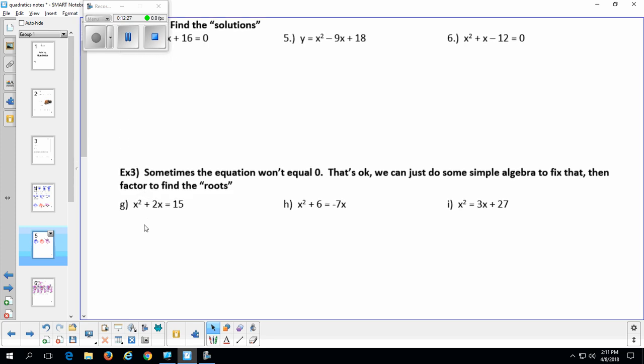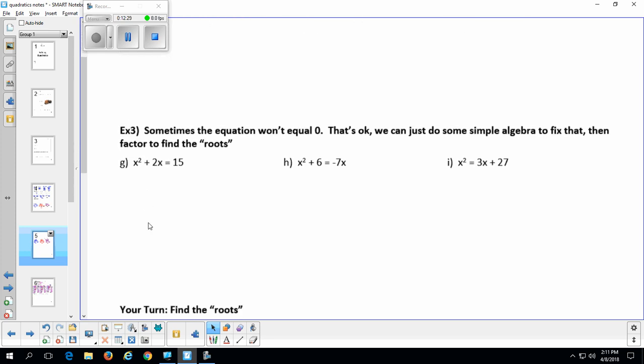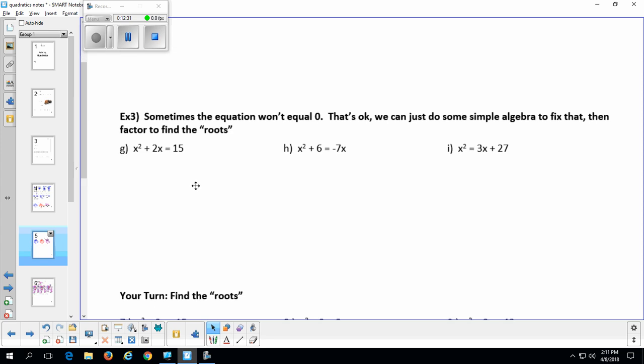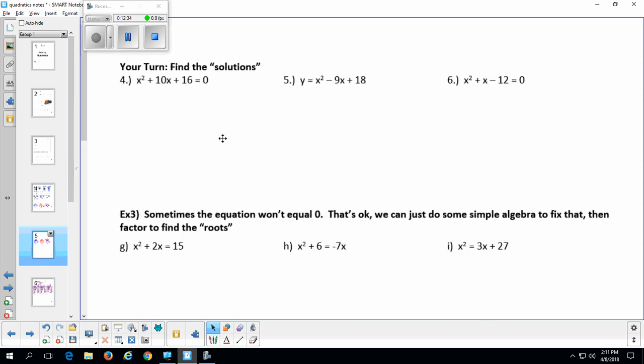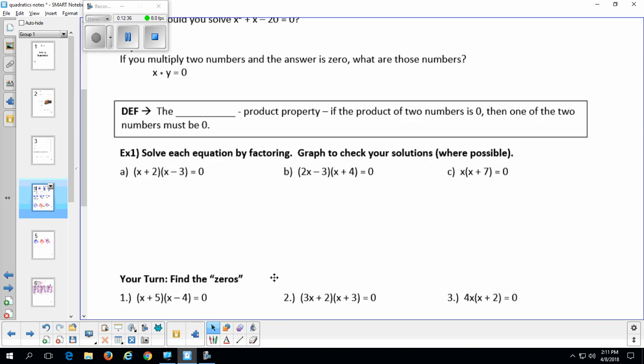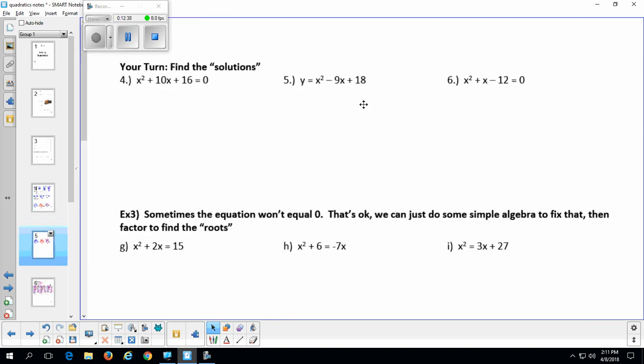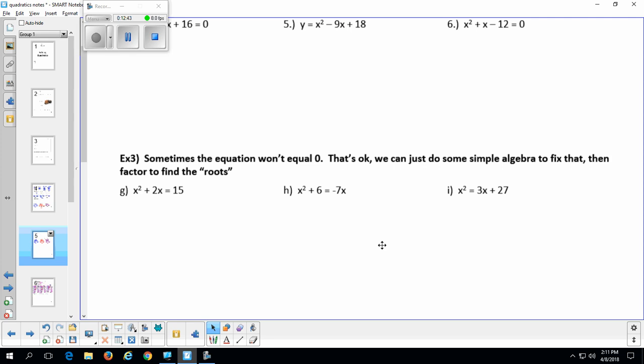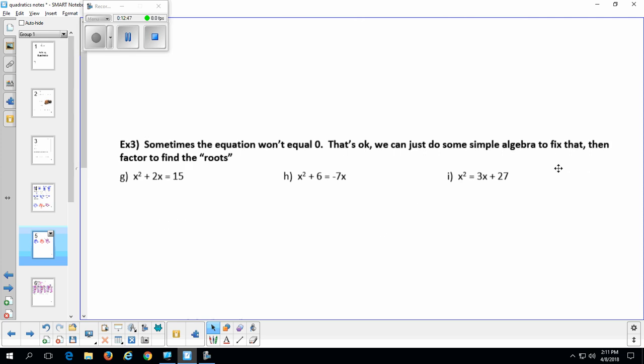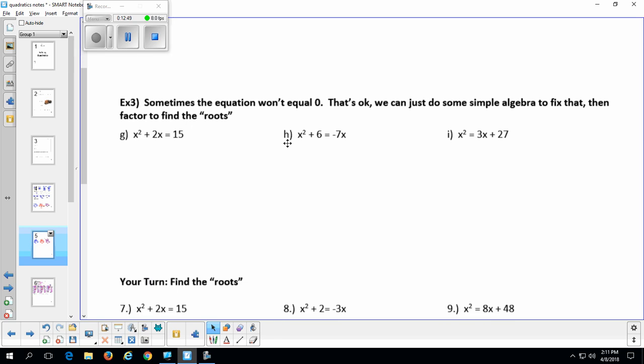All right, the last thing, this really isn't that bad, but sometimes, you notice how all these equations were equals 0 or equals y, but we put 0 there in its place. Some of them won't equal 0, okay? It's fine, we can just do some simple algebra to fix that. And then, once it equals 0, we can go ahead and find the roots. So in this first one, x squared plus 2x equals 15. See how it doesn't equal 0? I want it to equal 0.